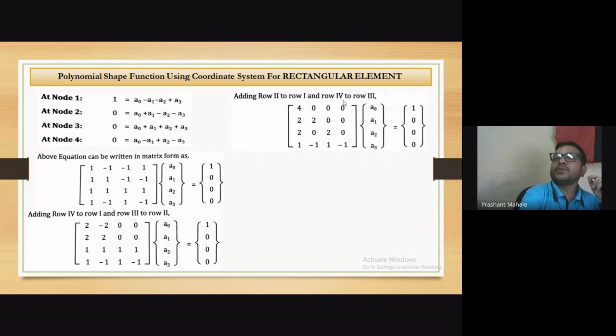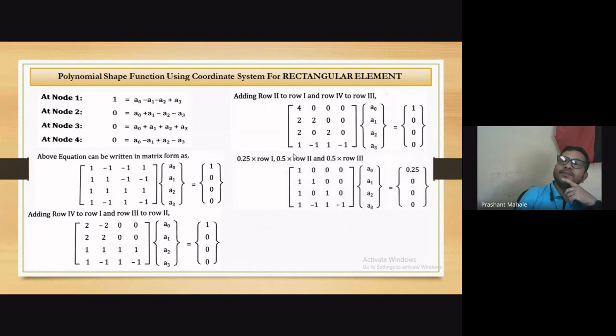And also one more operation, row 4 to row 3. So you are getting these. I'm not going into detail of that. These PPTs will be available to you. You can cross check whether the correct value is received or not. And then after, I'll go for multiplying 0.25.